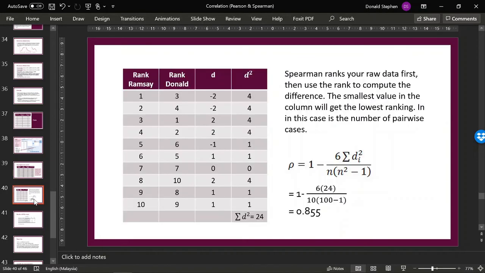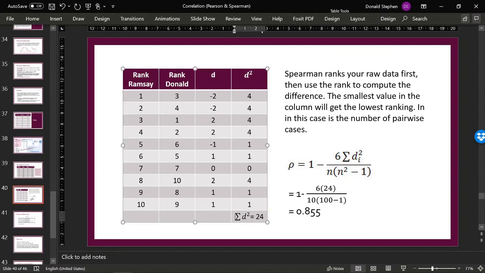Then after that, by using these ranks, substitute them in this formula here. This d is basically the difference between this rank and this. 1 minus 3 is minus 2. But we want it to be a positive value, so that is why we square it. Negative 2 squared is 4. With this, we add all of these together. This is the summation of d squared. So this is this part, which is 24 here.